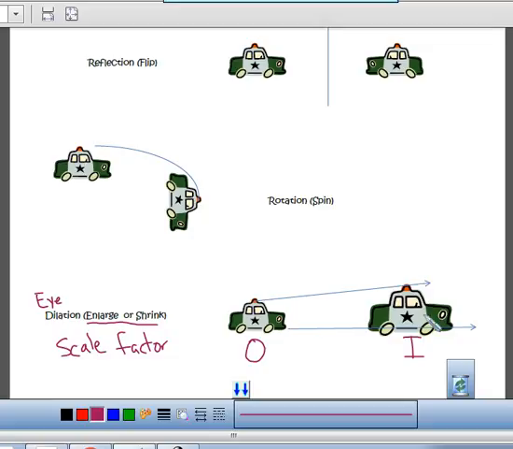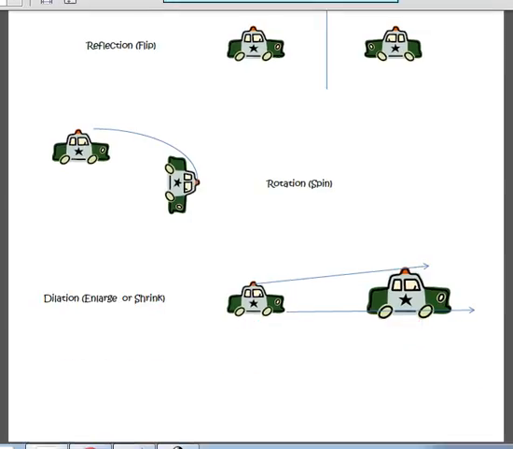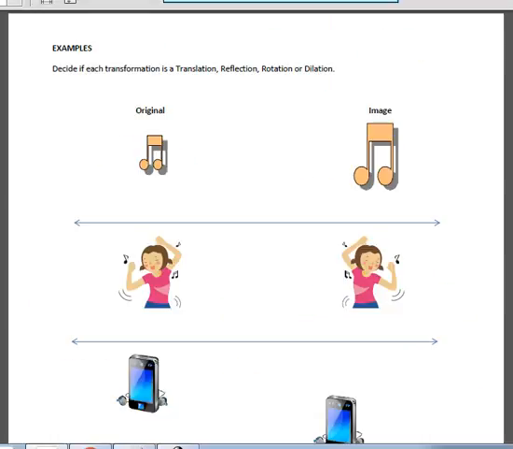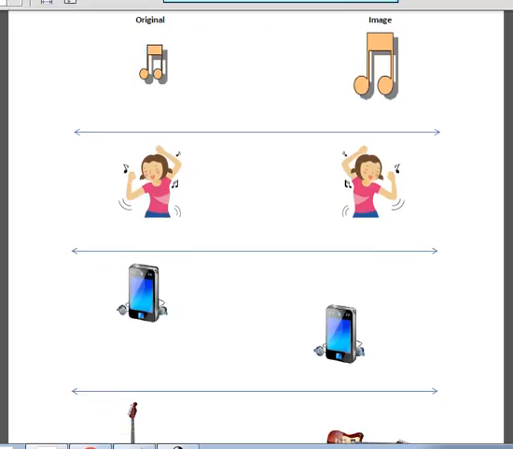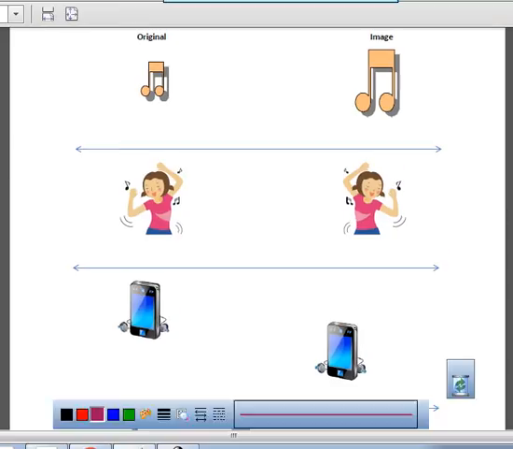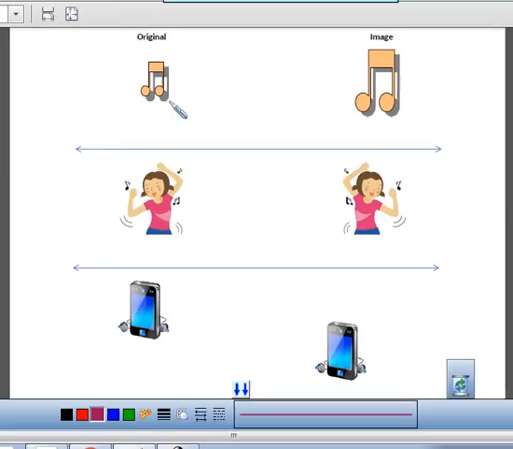So let's take a look at some examples on page 3. So, decide if each transformation is a translation, reflection, rotation, or dilation. We have one example of each. So, let's take a look. The first one, the original is here. The image is here. So when I look at it, it changes its size. So this is a dilation.